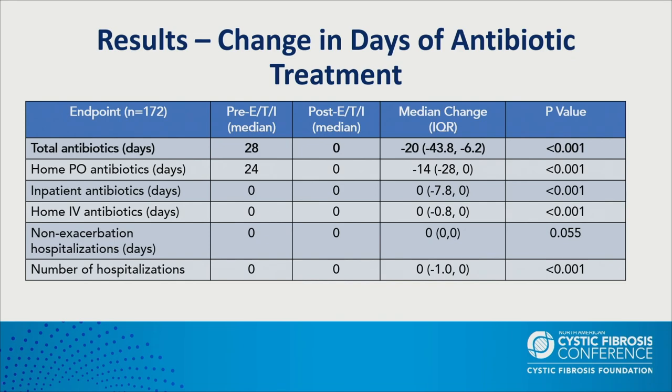And then the zeros, I'll describe these a little bit more later. This is, I think, a consequence of us using median as our measure of central tendency. A lot of patients who were relatively healthy required very little antibiotics pre-ETI. So I think the zero sort of skewed to the left and didn't necessarily reflect our overall decreases that were seen in this study. So I'll add a little bit more context to this on future slides, but the median doesn't necessarily describe this the best, but it was a statistically significant decrease seen both in inpatient as well as home IV antibiotics and number of hospitalizations. The only thing that was not statistically significant was the days of exacerbation hospitalization or non-exacerbation hospitalization.